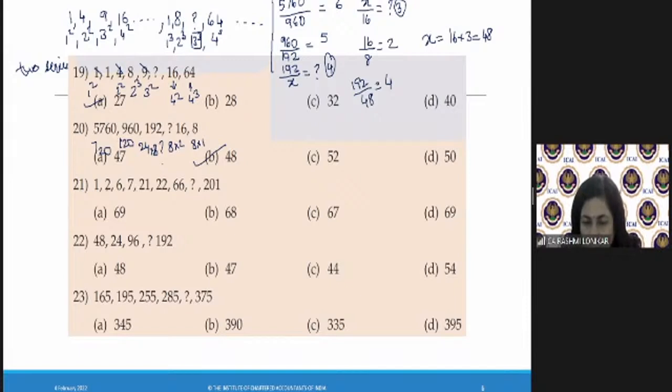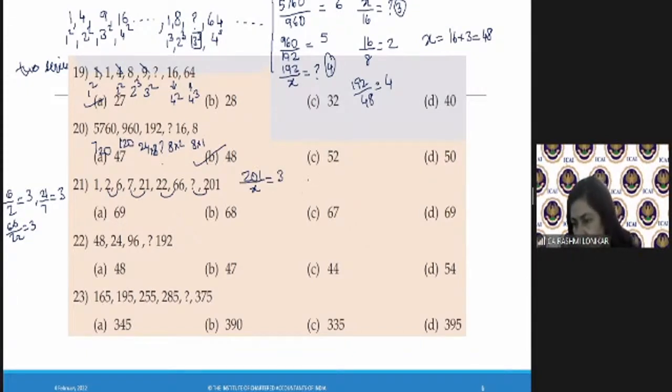Now let me see. I can see this pair 2, 3, 2, 6, 7, 21, 22, 66. Can you see that something is common? 6 divided by 2 is 3. Okay. So here 6 divided by 2 is 3. 21 divided by 7 is 3. 66 divided by 22 is 3. So that means this and this will also be. So 201 divided by x should give me 3.